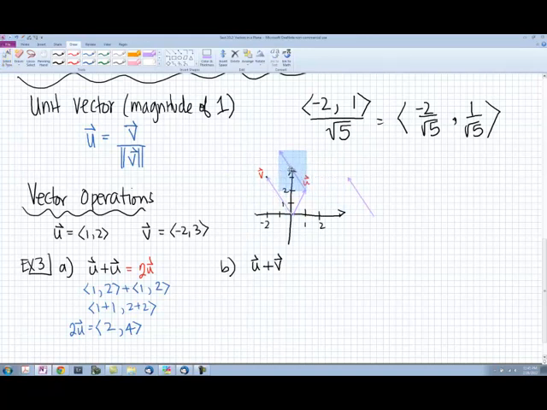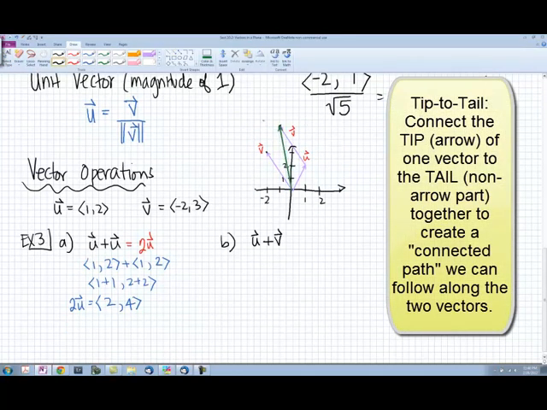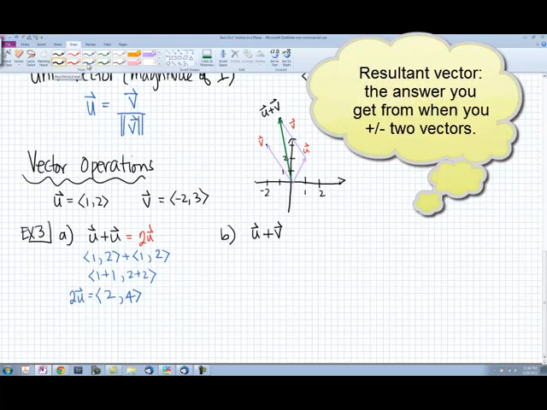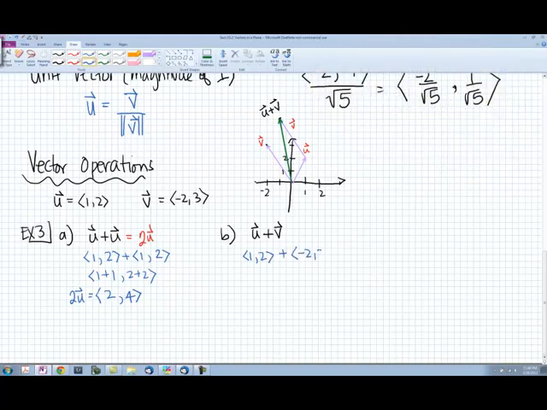The way we add them is by doing a process called connecting tip to tail. This vector that I've just drawn in will represent our resultant vector, and that's going to be vector u plus v. So let's look at the calculation. Vector u is 1, 2. Vector v is negative 2, 3. So if we add their components, we get negative 1, 5.